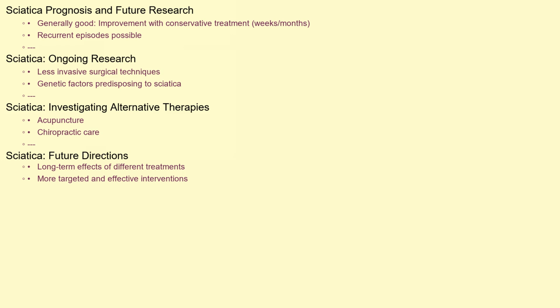Recent research is focused on developing less invasive surgical techniques and identifying specific genetic factors that may predispose individuals to sciatica. Studies are also investigating the effectiveness of alternative therapies, such as acupuncture and chiropractic care, in managing sciatic pain. Further research is needed to fully understand the long-term effects of different treatment approaches and to develop more targeted and effective interventions.